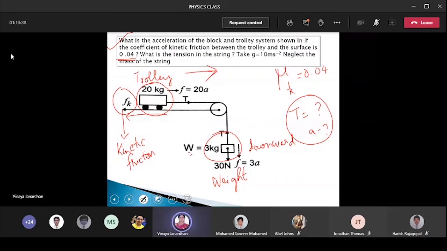Copy down, boys. Copy down the diagram and just draw the diagram, boys.